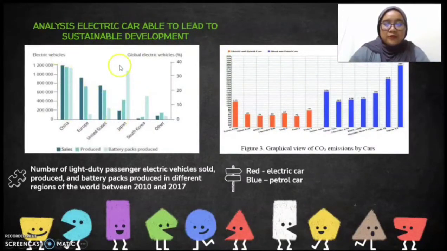And in the next slide, we can see the analysis of how the electric car is able to lead to sustainable development based on graphs. For the first graph, we can see the number of light-duty passenger electric vehicles sold, produced, and battery packs produced in different regions of the world between 2010 and 2017. In the second graph, the red one is the electrical car, and the blue one is the petrol car. Based on the graph, we can see the electric car emissions are lower than the petrol car.